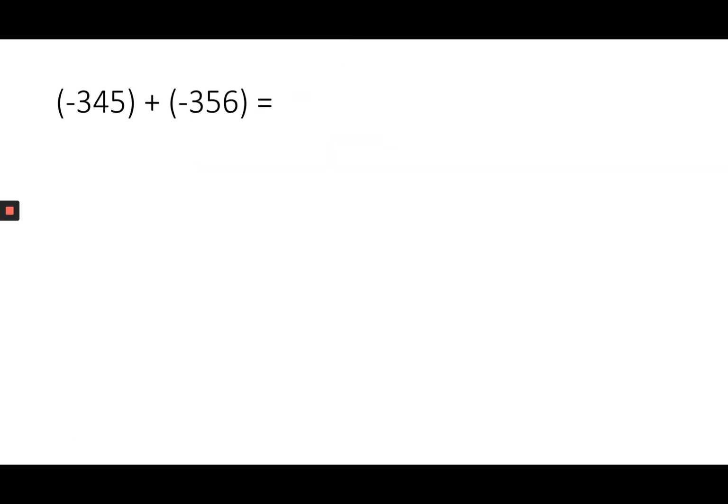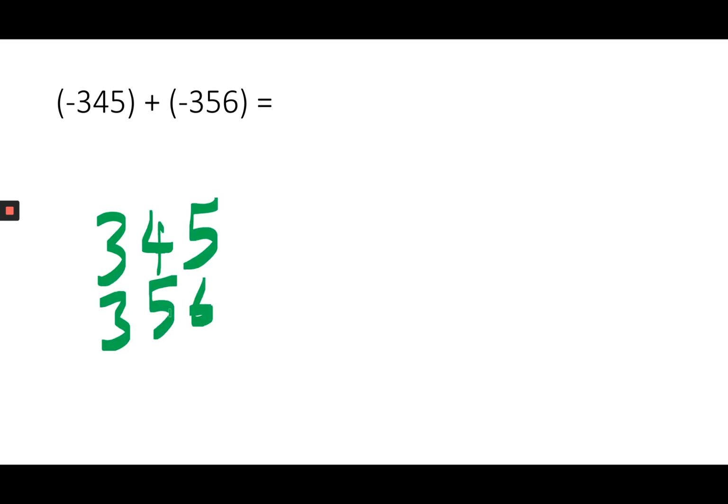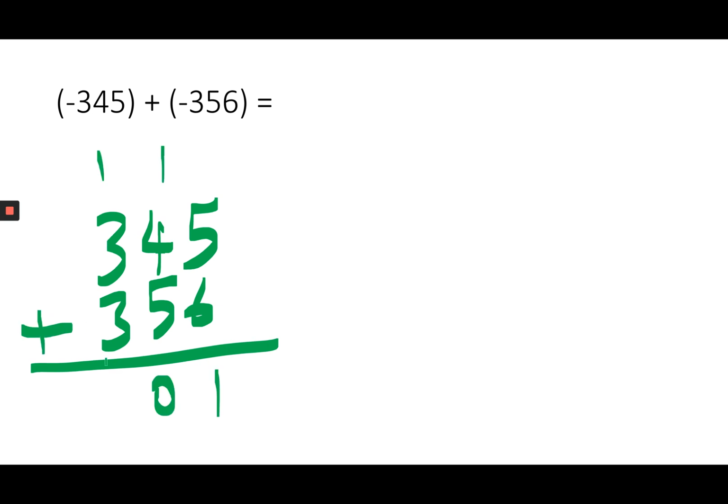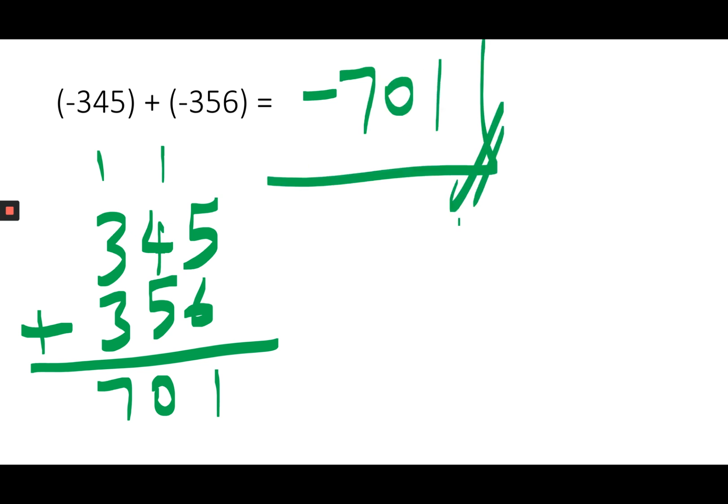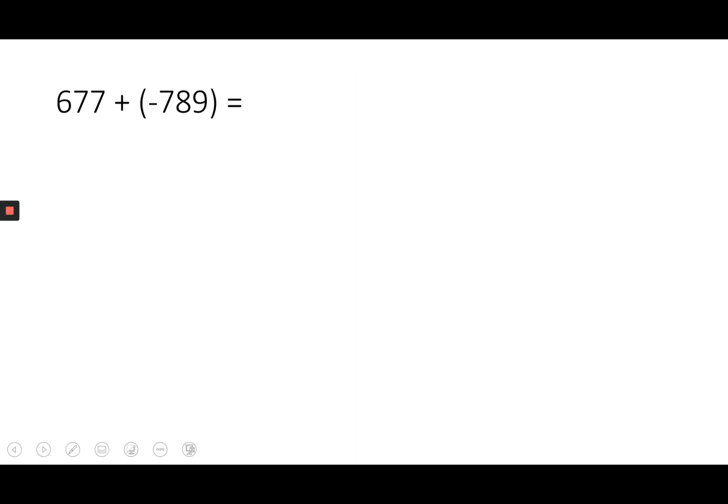Oh my God, I have too many negatives. 345 negatives plus 356 more negatives. When you put these together, it's going to be 701 negatives. Too much. Oh my God, I have 701 negatives. Too many negatives. 677 plus negative 789. Oh my God, I need to think a little bit.